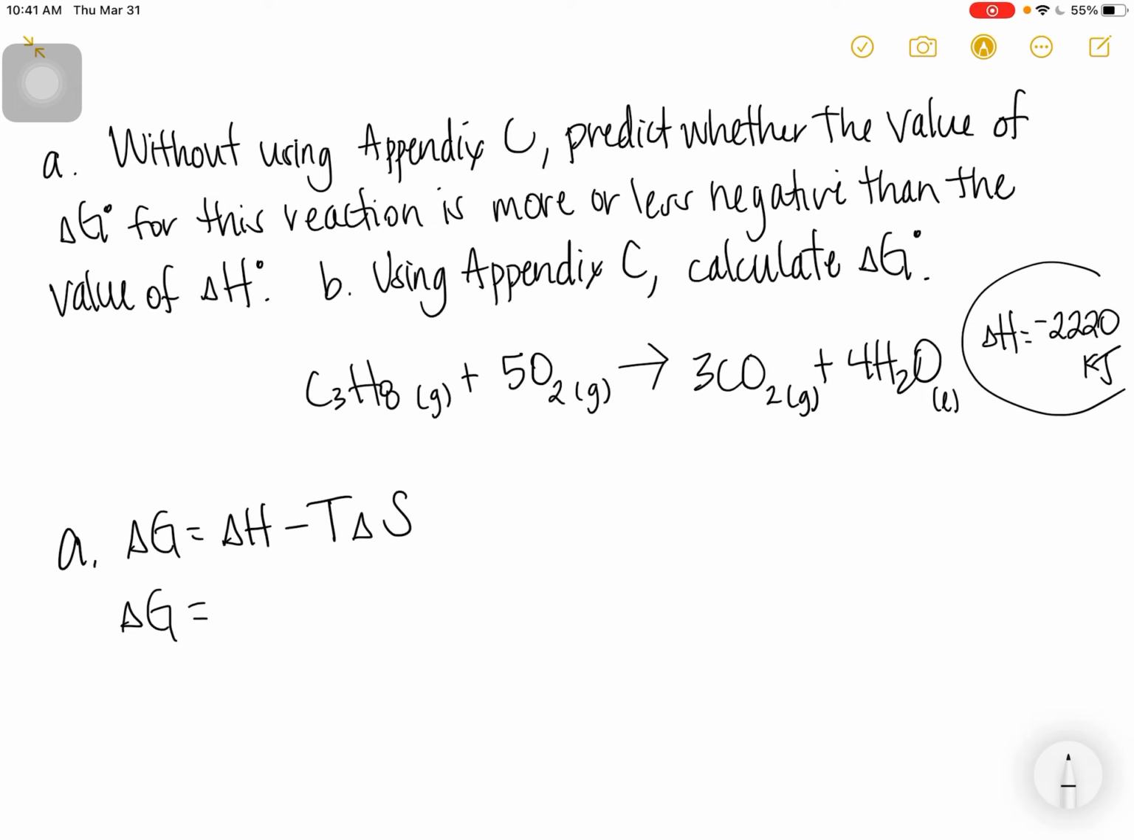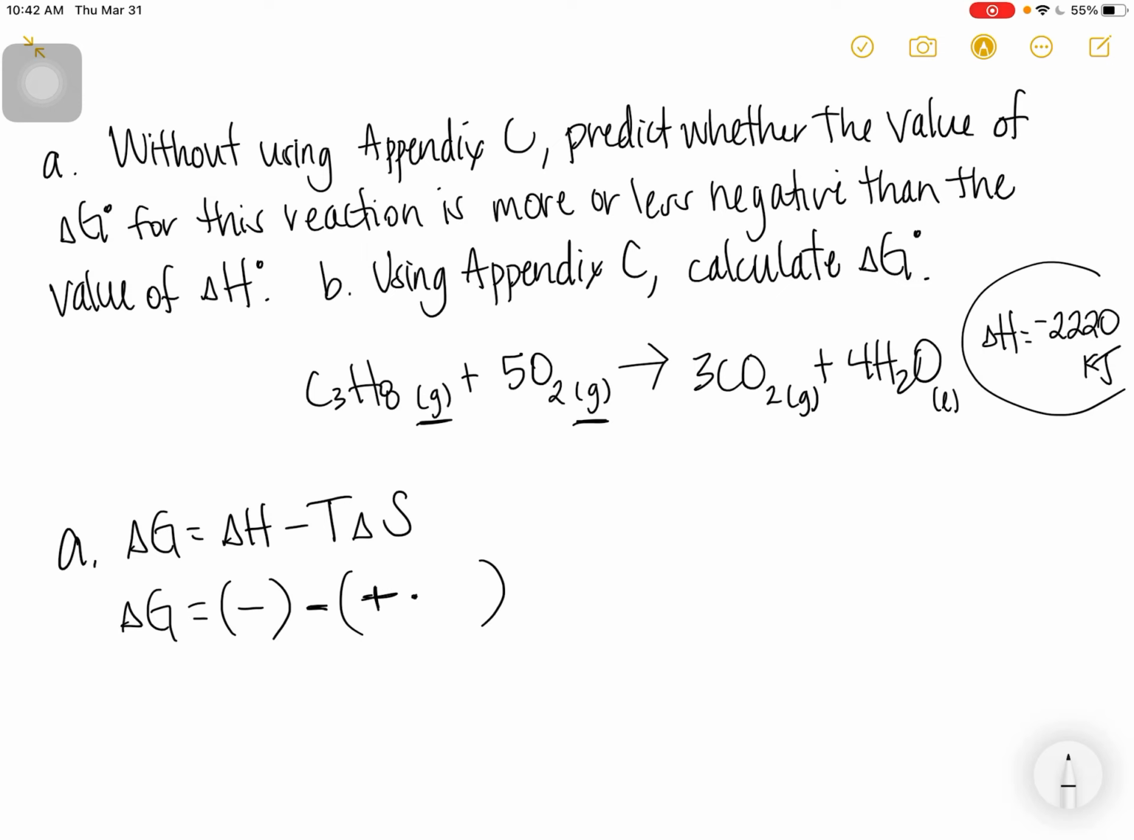I know delta H is negative, and that should not surprise me. It's a combustion reaction. So I'm just going to put in a negative sign for delta H. Okay, delta H is negative. And then subtracting from that is T times delta S. Well, T is temperature in Kelvin, which always has to be positive. And then S, in this case, you can kind of determine.